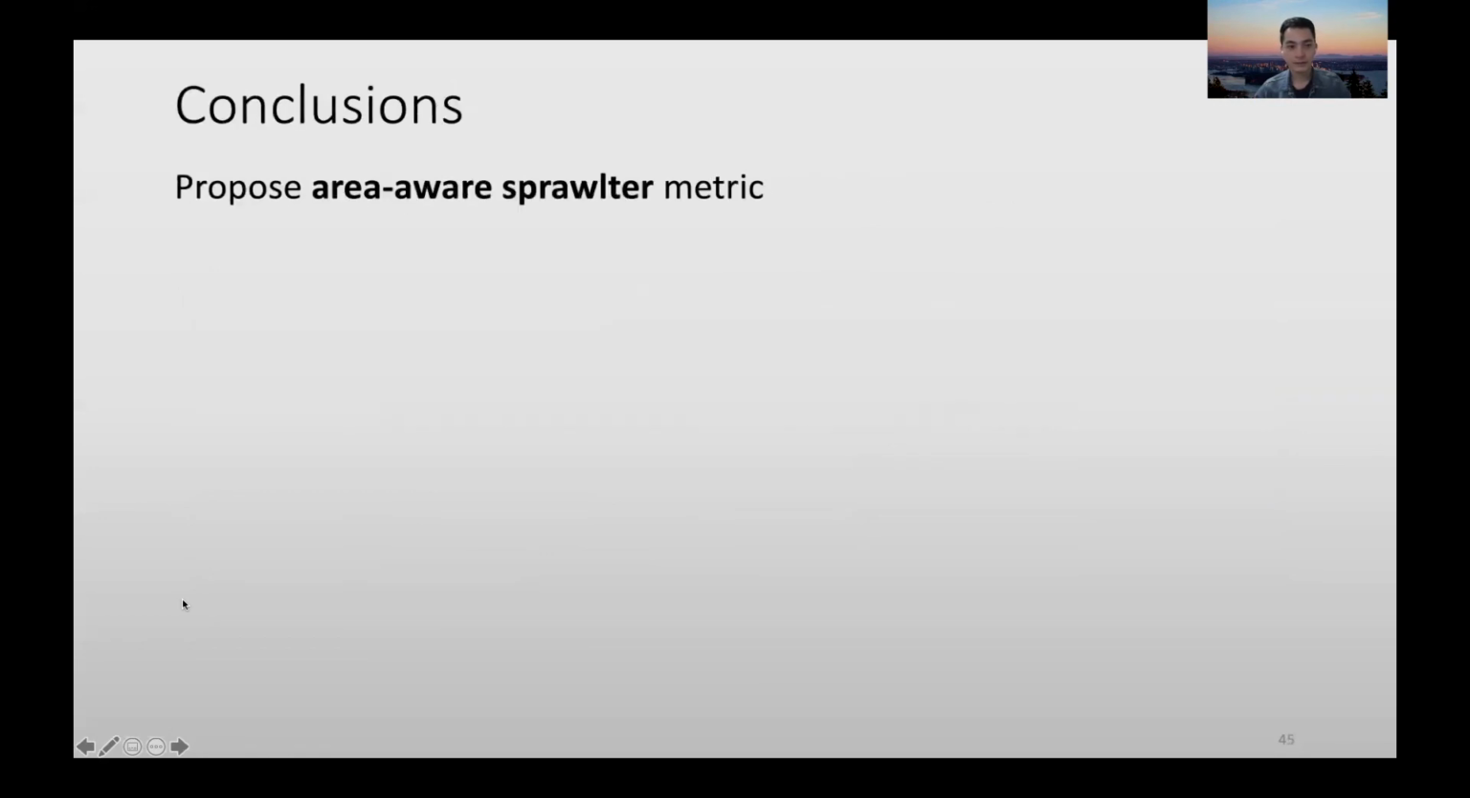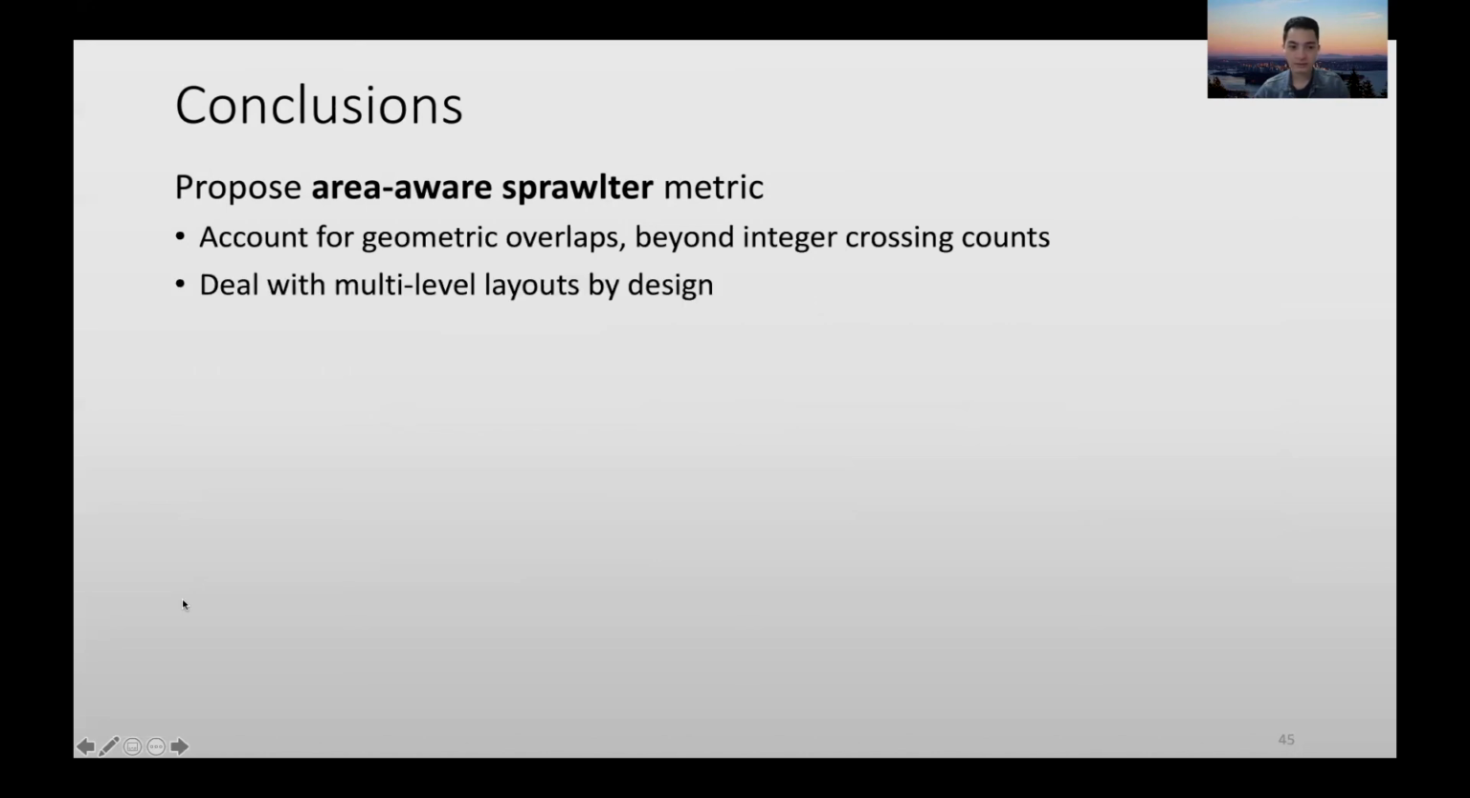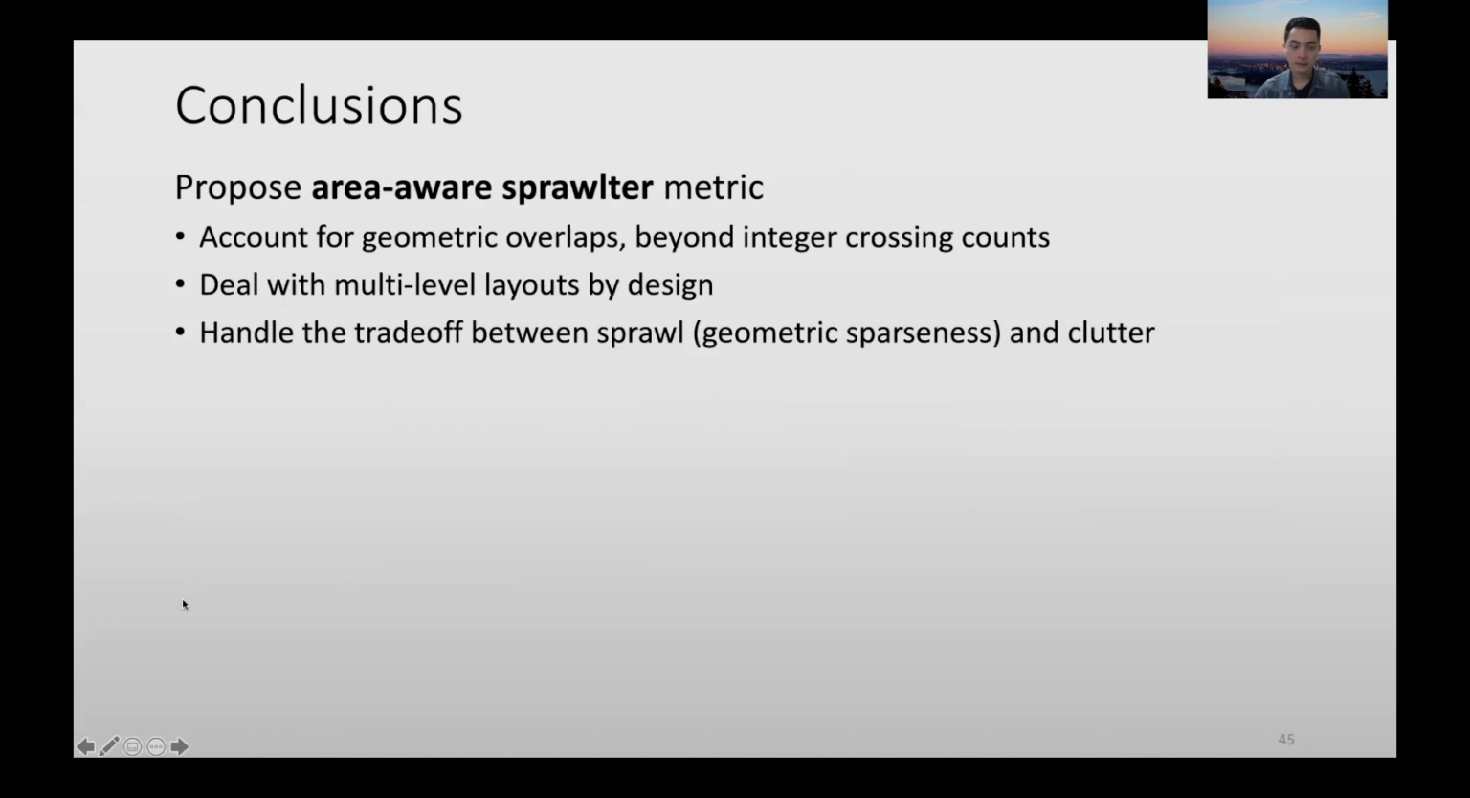To conclude, we propose an area-aware Sprawlter metric, which can account for geometric overlaps beyond integer crossing counts. It can deal with multi-level layouts by design, and it can handle the trade-off between sprawl, geometric sparseness, and clutter.